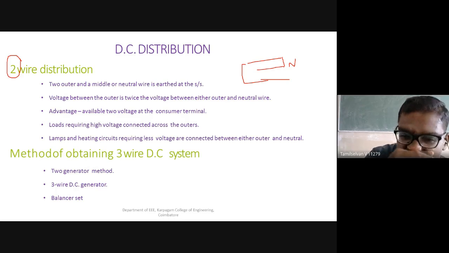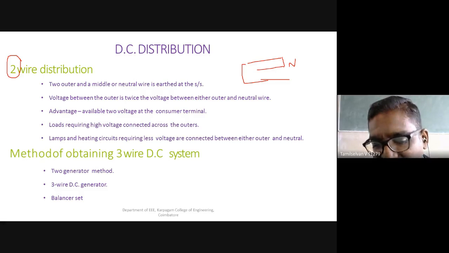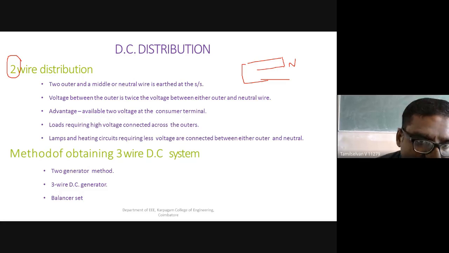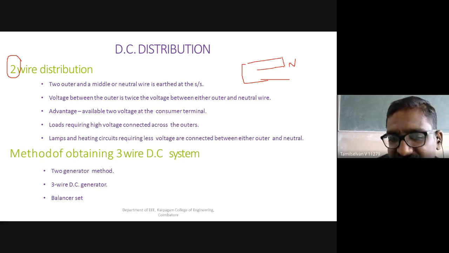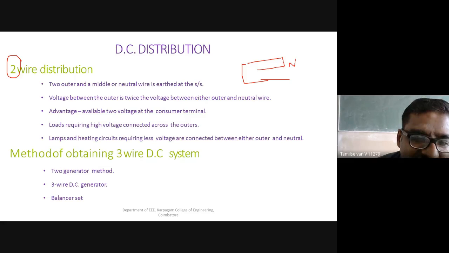So how do we generate three-wire DC? It may be generated using the two-generator method, the three-wire generator method, or a balancer set. Based on that, we can generate the power with the three-wire system.